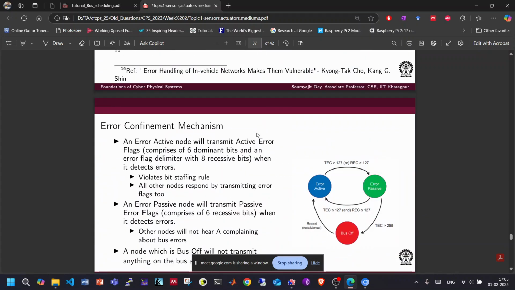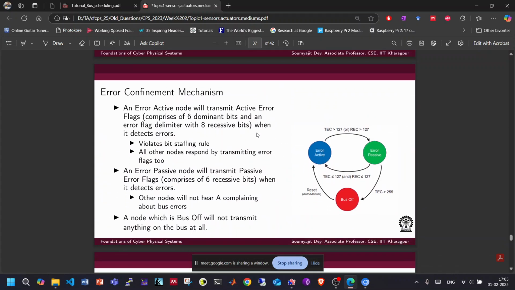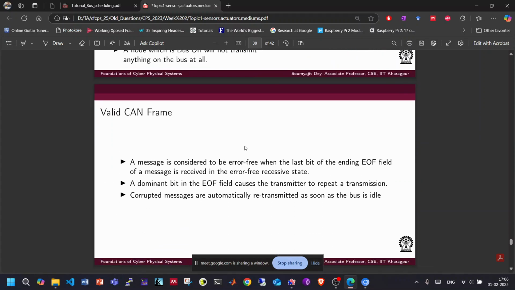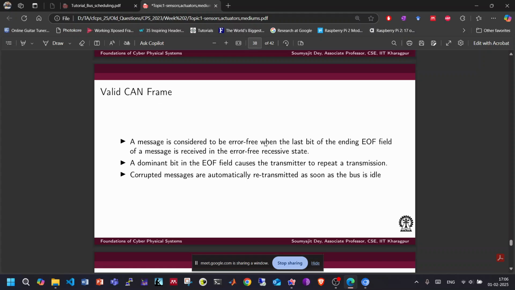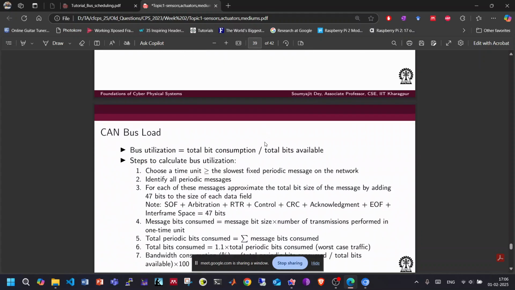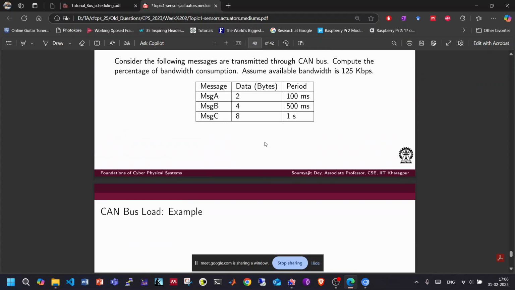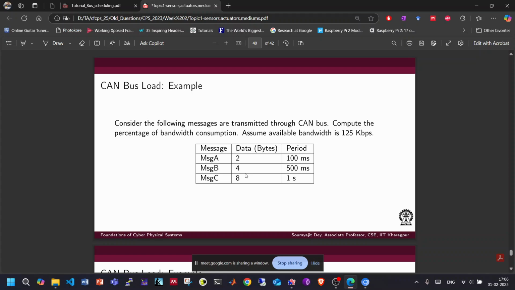So yeah, that is the scheme. And bus off mode I have explained. A valid CAN frame, EOF is what informs you when the frame has ended. So basically you understand this mathematics, right? How the bus load is computed here.